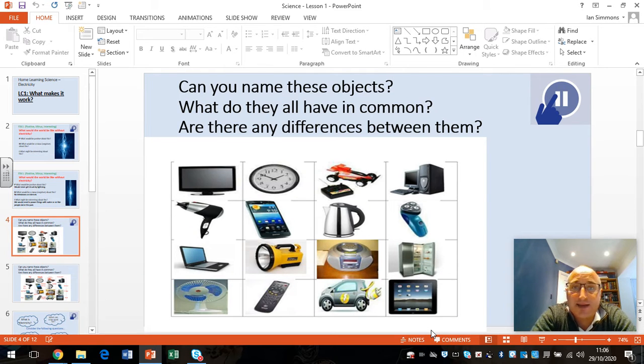Okay, your first task. In a moment, I'm going to ask you to pause, and I want you to answer these questions. Can you name these objects? What do they all have in common with each other? And are there any differences between them? Pause now.